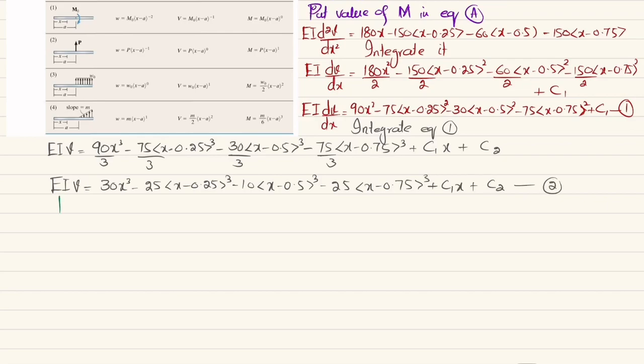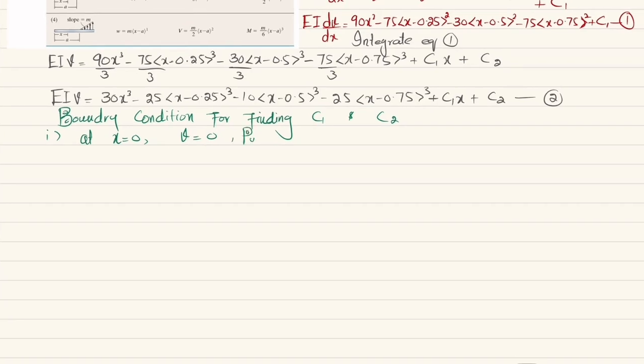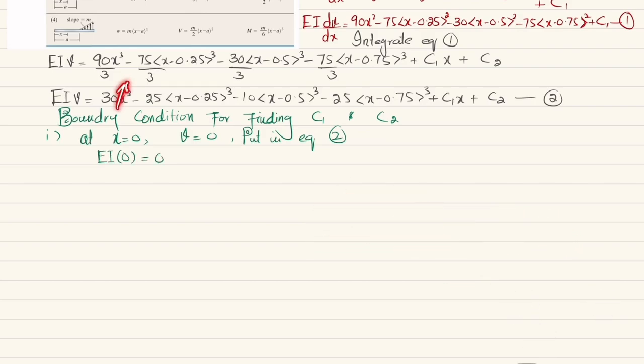Now we can find C1 and C2 by using boundary conditions. The first boundary condition is that at x equal to 0, the deflection V is equal to 0. So let me show you over here, at x equal to 0, we have deflection equal to 0. We put this in equation number 2, because equation number 2 is for deflection. So EI into 0 is equal to 0, and this term will be 0 because x is 0. This will be minus 0.25, and anything inside the Macaulay bracket that is negative will be 0. So this will be 0, this will be 0, and C1 into 0 will be 0, leaving only C2. From here you can say that C2 is equal to 0.